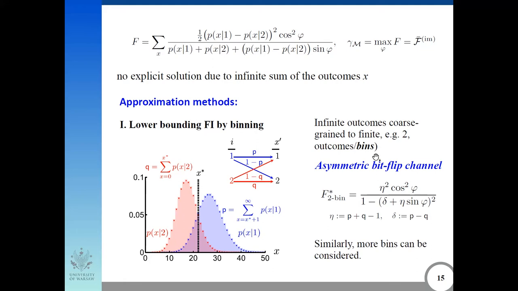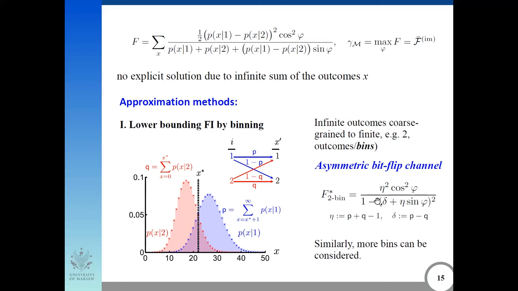But then what it helps you is that now effectively you just have, for example, in this case, just two outcomes: perfect projective measurements into two outcomes of imperfect measurement, labeled by x prime instead of x. This can be understood as an asymmetric bit flip channel. So instead of an infinitely big stochastic map, I coarse-grain it into just a 2x2 stochastic map. And in this case, what you gain is that you just need to sum over two, and then you can sum this much more easily. And it looks like this, for example.